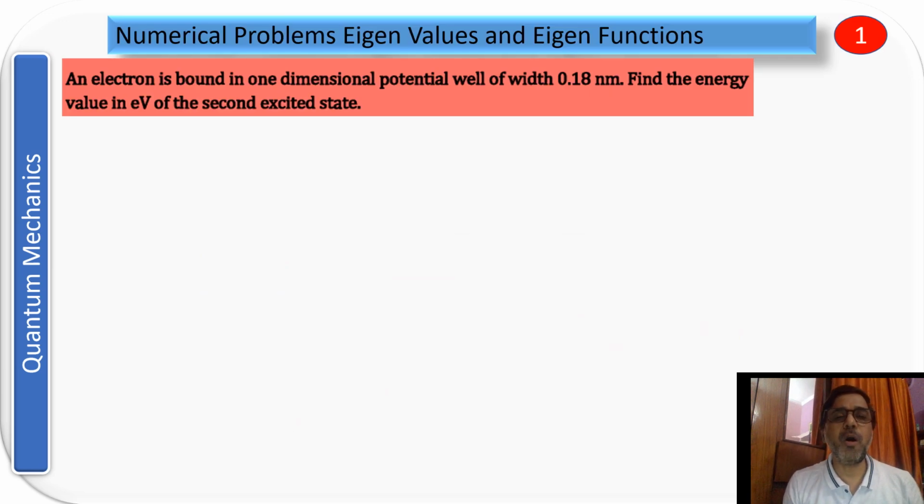An electron is born in a one-dimensional potential well of width 0.18 nanometer. So the width of the box, that is, the value of a, is 0.18 nanometer. Find the energy in electron volt in the second excited state. So try to understand this one problem. You should understand it clearly, and of course this problem is very, very easy.